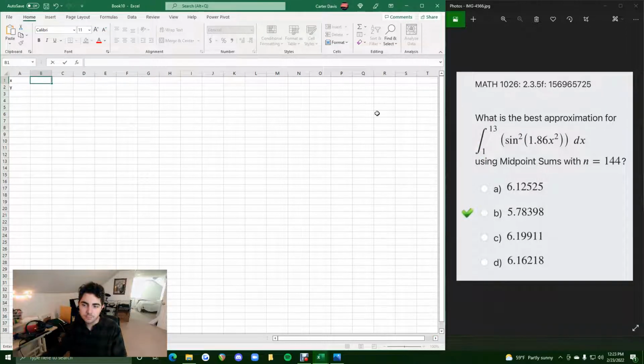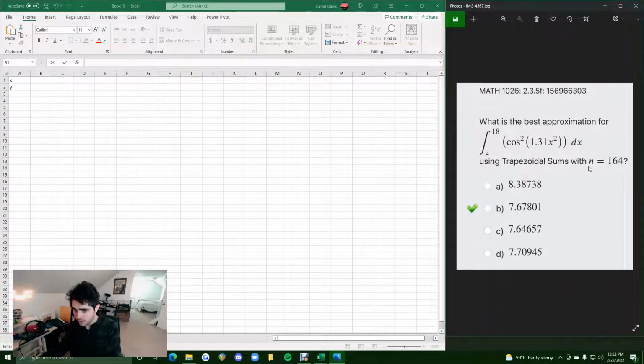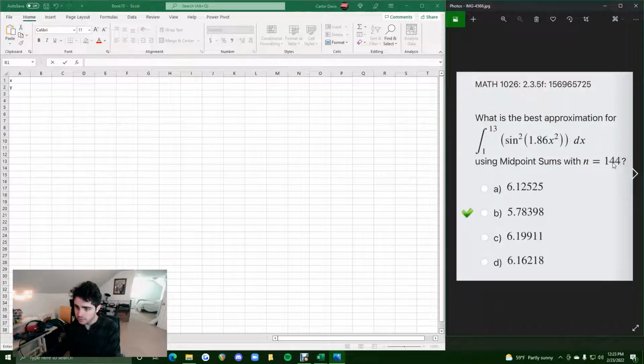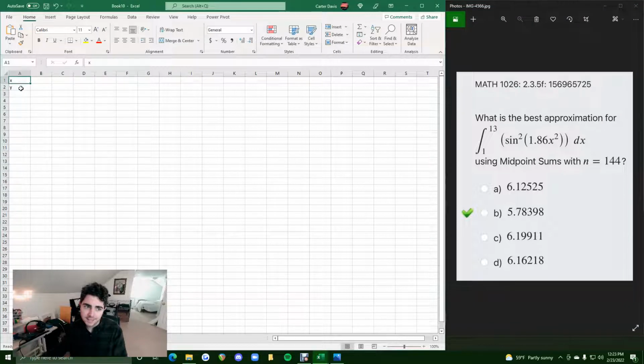Okie dokie. In this problem, I'll work out an example for the midpoint sum as well as the trapezoidal sum with a crazy number of subintervals for each of them. So let's not waste any time. We have x and y in the first and second rows respectively. We are starting with an x value of 1 represented by the 1 here. And we will split up 1 to 13 into 144 partitions.